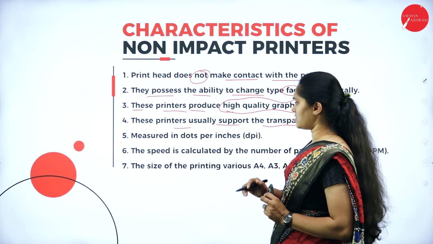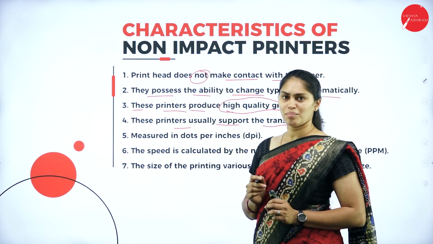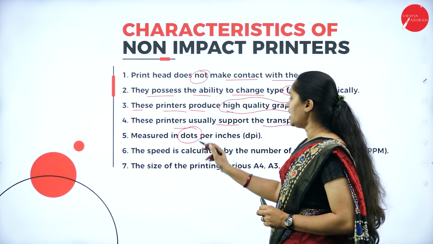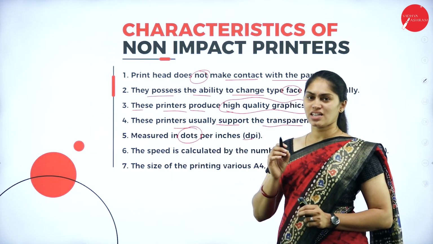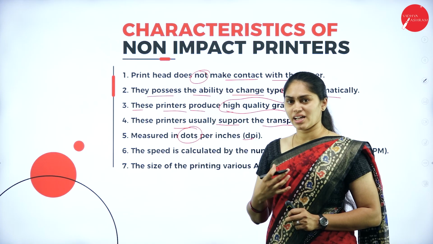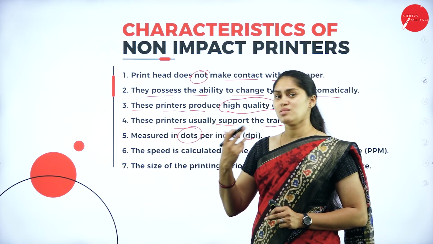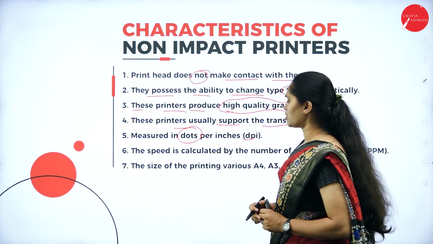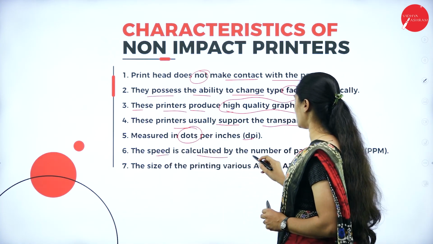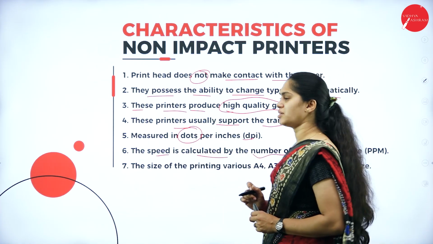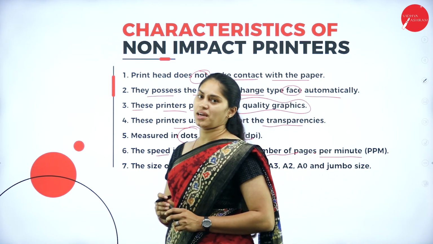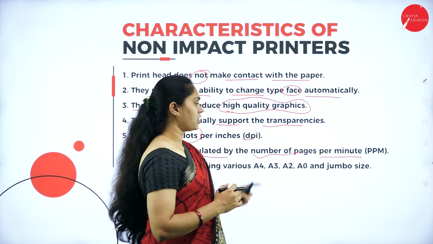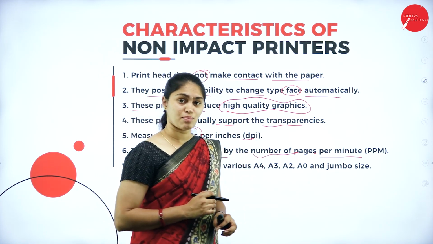So whatever we have printed can be seen through the paper. That is the transparency which we can have in this non-impact printer, and we are going to measure its quality by dots per inch, in short DPI. How many dots per inch it is producing. If the DPI is more, then the resolution will be high. If that is the case, the quality is also going to be high. The speed is calculated by the number of pages per minute, that is ppm. We are finding the speed of this non-impact printer in terms of ppm or pages per minute.